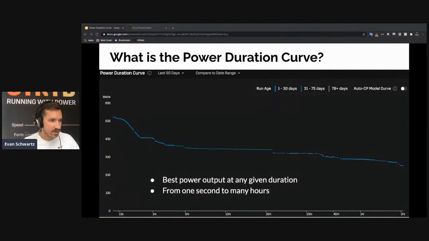So in my case, we can see that for a lot of my shorter durations, all the way up to about 3.5 minutes, 4 minutes, my activities are 1 to 30 days old. I have a pretty big section from about 4 minutes all the way through 15 minutes that is between 31 to 75 days old. This is about 45 days, I think, in my case. And then as we get more towards the extending time from 15 minutes all the way up to 2 hours, we have a little bit of a mix.